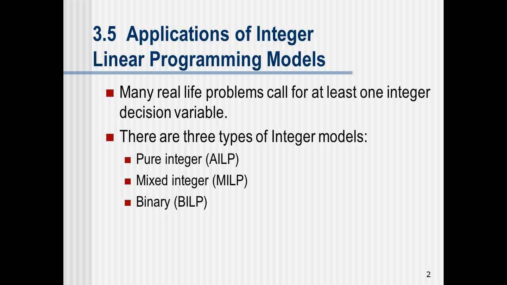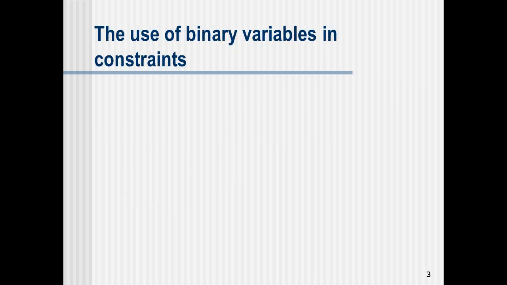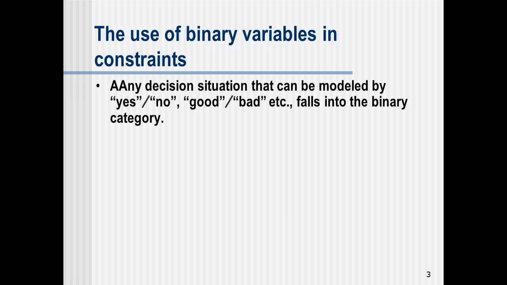All right, so there are 3 types of integer models: pure integer, mixed integer, and binary. I don't really care about those definitions, but just know that you can mix these up. You can have a model that has integer, non-integer, and also binary in it. Okay, I want you to know that. So let's talk about binary constraints first. Because integer, we really don't need to discuss. It's so easy to do. I'll show you how to do it.